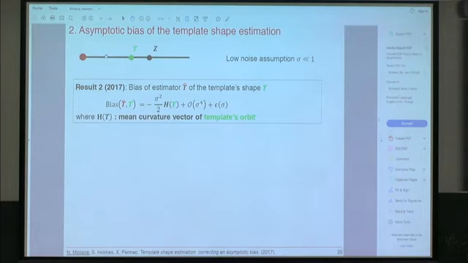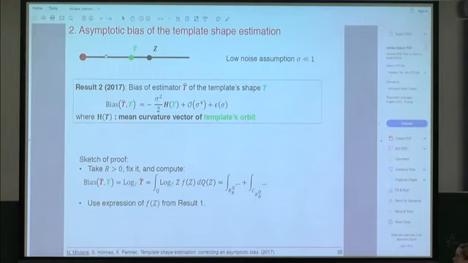And this gives you the bias, because you sit at the real template shape t, and you compute the Riemannian logarithm of the estimated template seen at t, and this gives you the bias. So this is a vector at t. And this is what we get. So again, a Taylor expansion with respect to the noise level, and the leading term is the mean curvature vector of the template's orbit, and it's quadratic in the noise level for small noise.